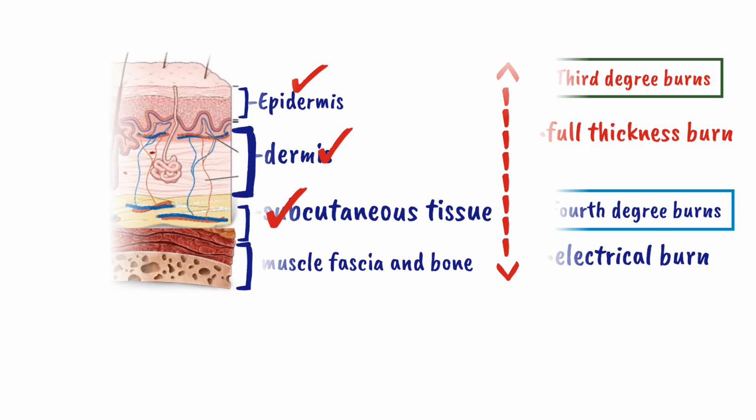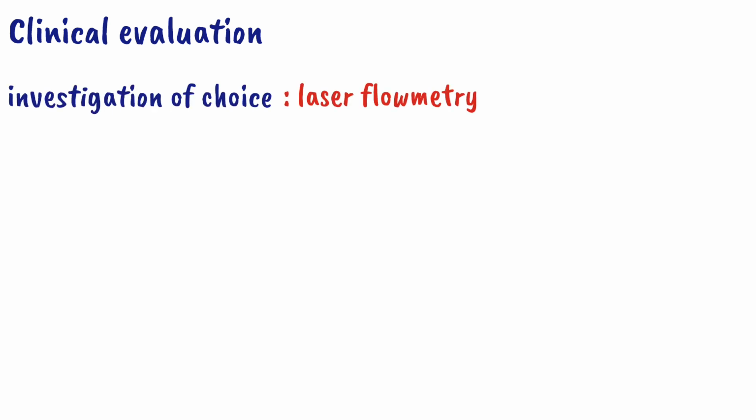Now let's come to the clinical evaluation of burns, that is, how we will identify the degree of burns clinically. To evaluate the burns, the investigation of choice is laser flowmetry. But we do not perform laser flowmetry on a routine basis because it is not available in many hospitals. So we evaluate the degree of burns on clinical grounds. That means we will perform a clinical examination. So what will be the clinical characteristics of burn?